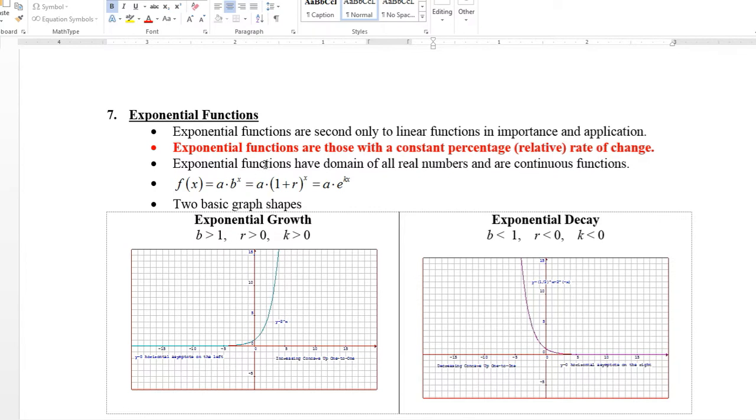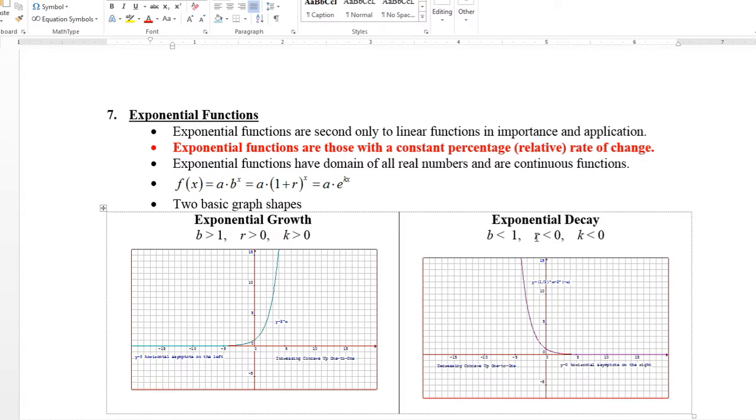Okay, here are the three forms, and in these three forms, if the b is bigger than 1, the r will be positive and the k will be positive, and we'll have exponential growth: increasing, concave up, with a horizontal asymptote of 0 on the left, and increasing towards infinity on the right, so increasing concave up the whole way. It's increasing kind of slow at first, and then it picks up speed and gets very, very fast later on.